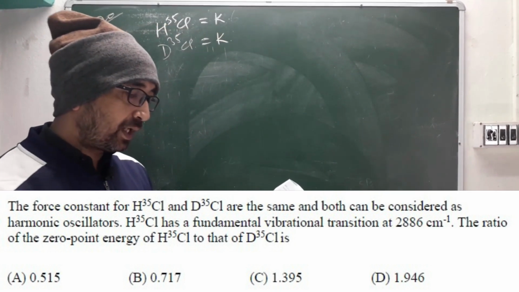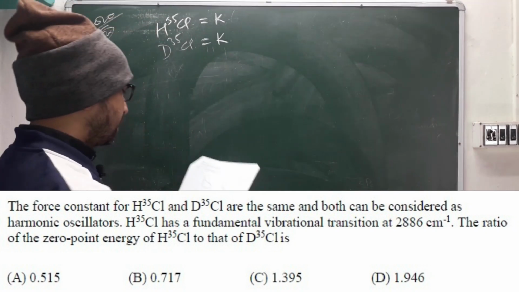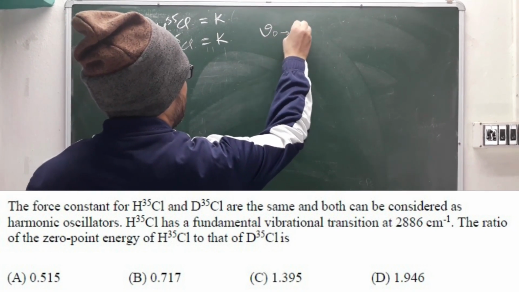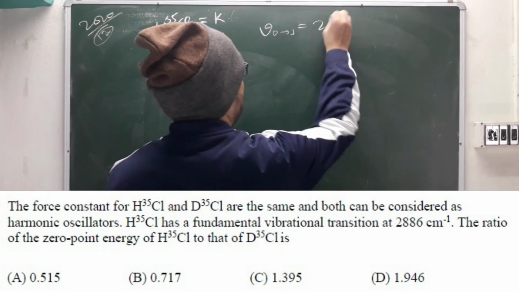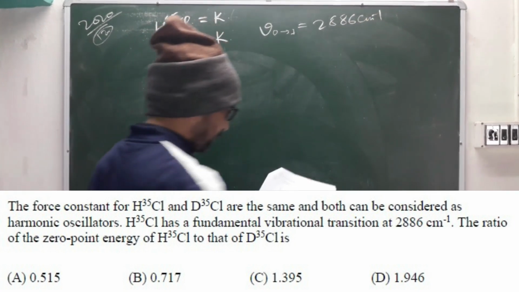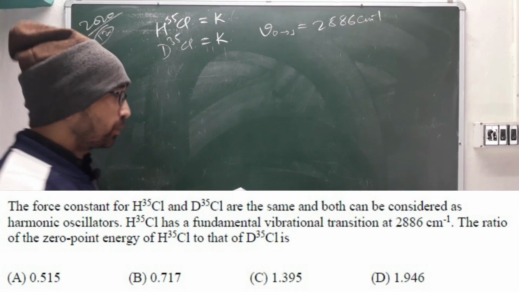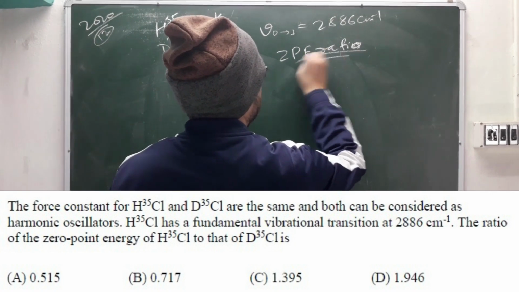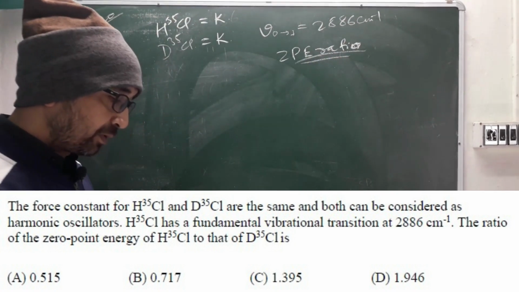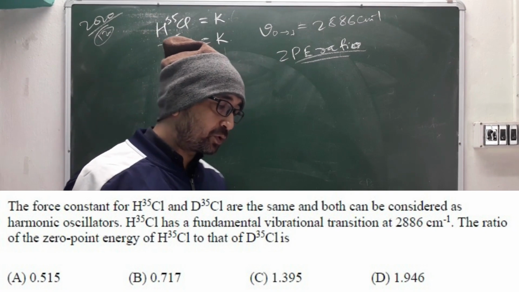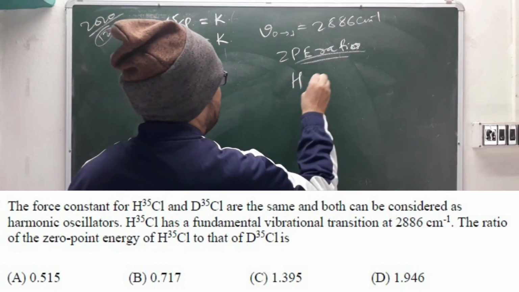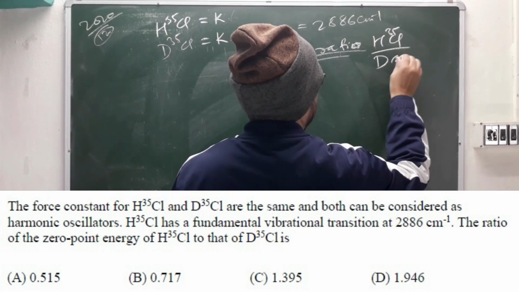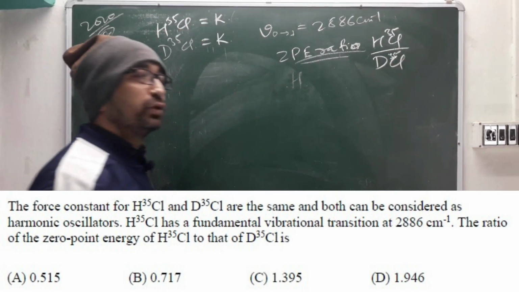And HCl has a fundamental vibrational transition, so v 0 to 1, at 2886 per centimeter. They want the ratio of the zero point energy. Based on this fundamental vibration, you have to take the ratio of the zero point energy of HCl to DCl. This ratio they want.